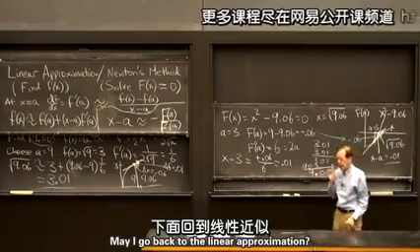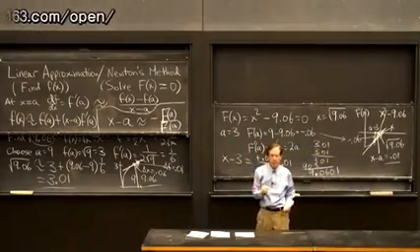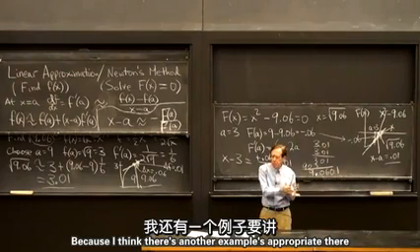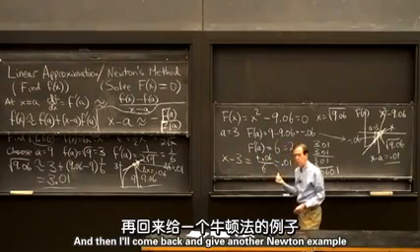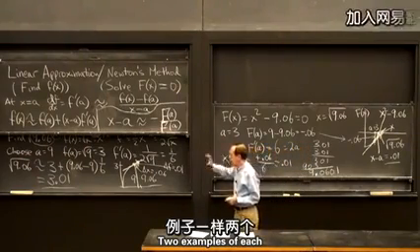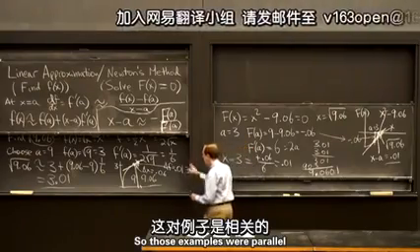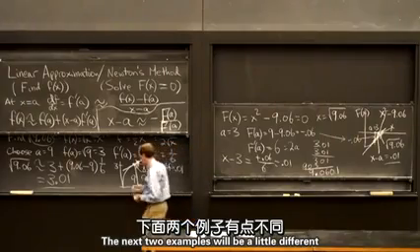So those are 2 parallel examples. May I go back to the linear approximation, because I think another example's appropriate there. And then I'll come back and give another Newton example. So that's my plan here. 2 examples of each. Okay. So those examples were parallel. The next 2 examples will be a little different.